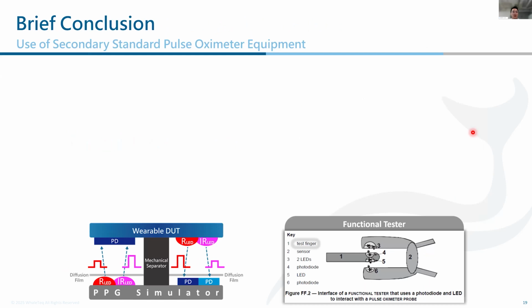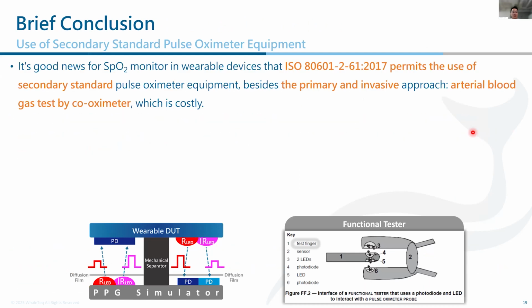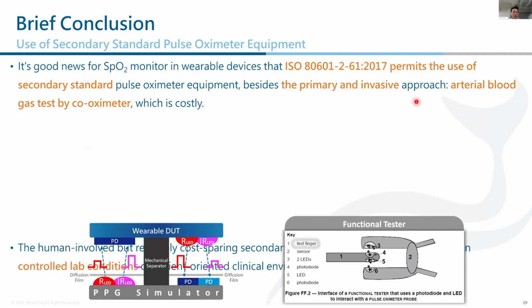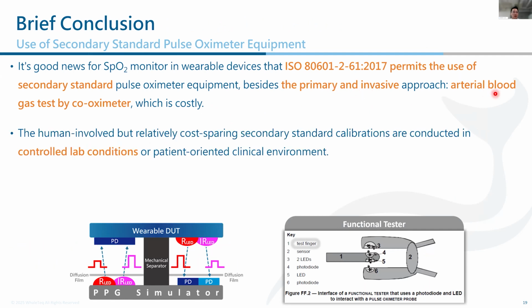So that concludes that it's good news for the manufacturer. The standard permits the use of the secondary standard, which saves a lot, not only money but also time, from the primary and invasive approach of the clinical PPG test. The human is involved, but the cost is rather sparing with the secondary standard, a controlled lab condition or patient-centric setup.